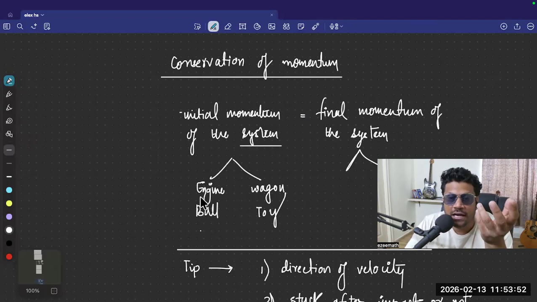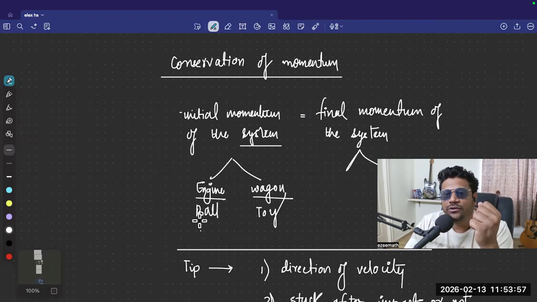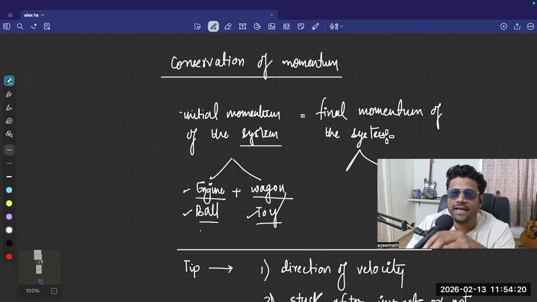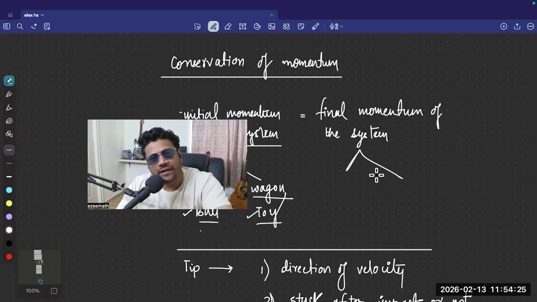You can have an engine running into a wagon, and you can have a ball hitting a toy, and various different objects. Mostly, there are two objects in the question. And when I say initial momentum of the system, it means initial momentum of the engine plus initial momentum of the wagon, or initial momentum of the ball and initial momentum of the toy together before the impact. And when I say final momentum of the system, I mean the same two objects after the impact.